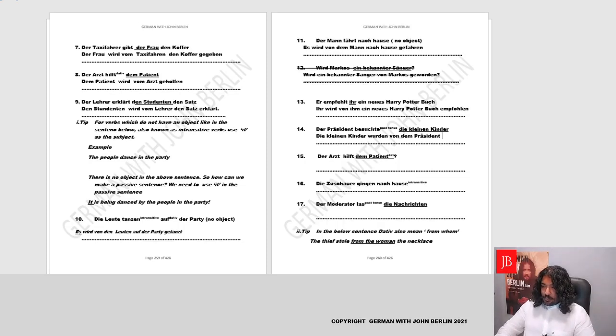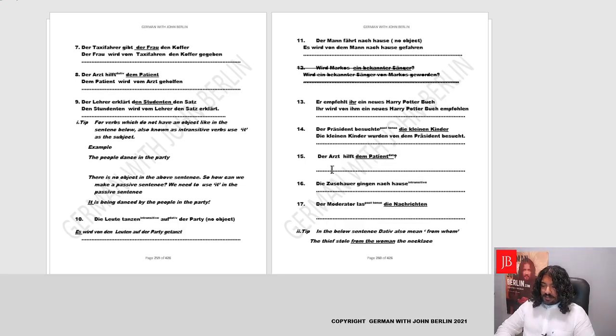Präsident. Now the verb is besuchen. In the perfect form it's also besucht. So we'll write besucht, not gebesucht. It sounds funny. Die kleinen Kinder wurden von dem Präsident besucht. The little children were being visited by the president.